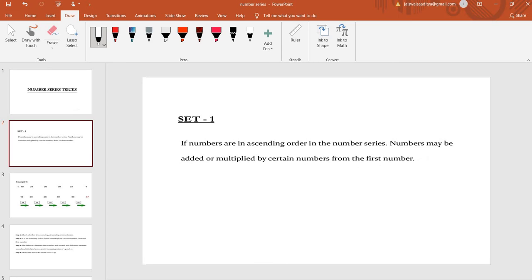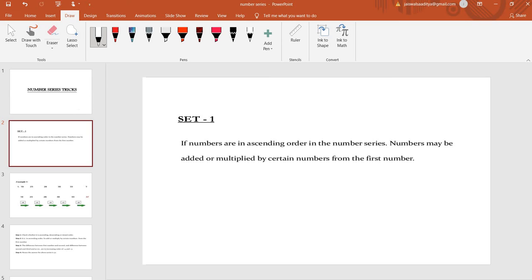So let's start. This is the set one question. We are going to do questions in some order: set one, set two, set three, and so on. So we will do it like that. This is the first set order.